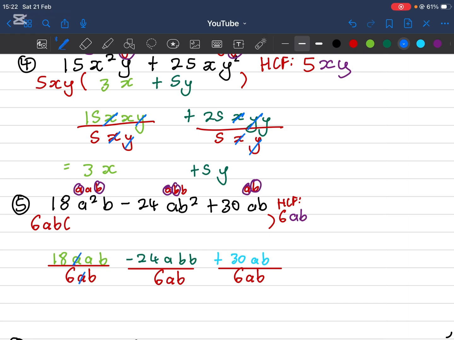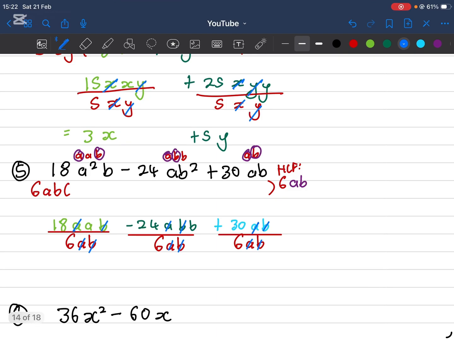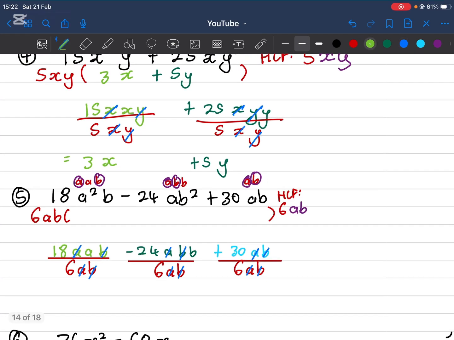So, delete, delete, cancel, cancel, cancel. So I just canceled a matching A on the top and the bottom, a B on the top and the bottom, always in the same bracket. Okay, that would leave me now over here 18 divided by 6, which is going to give you 3A. 24 divided by 6 is going to give you 4, so minus 4B. And 30 divided by 6 is going to give you 5.